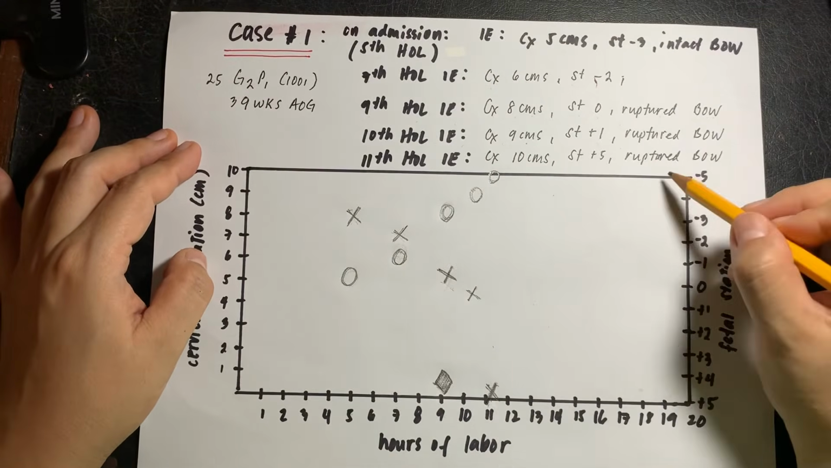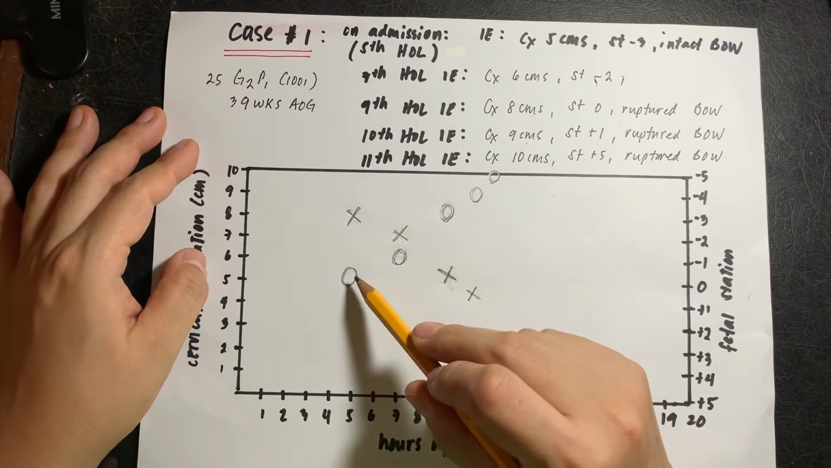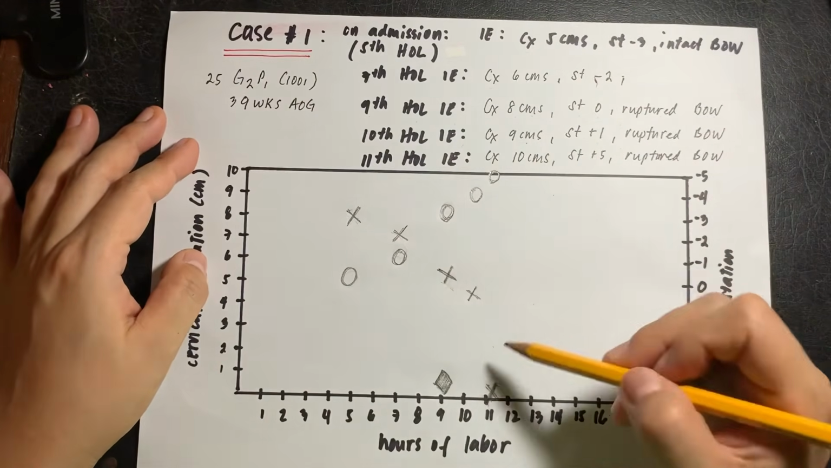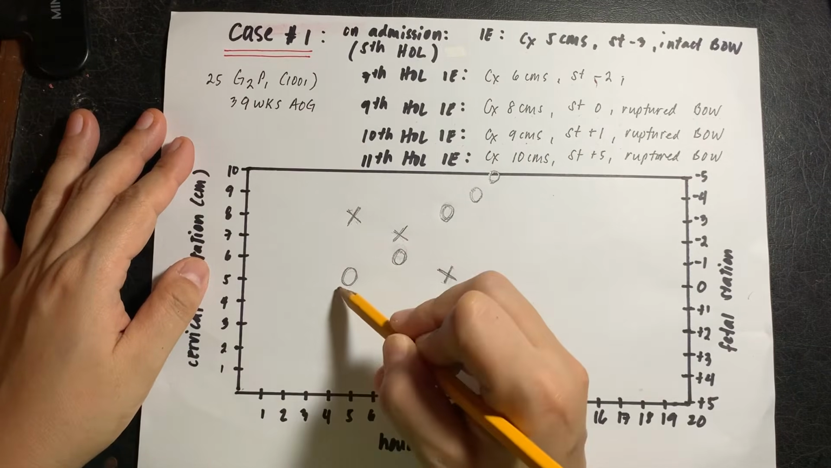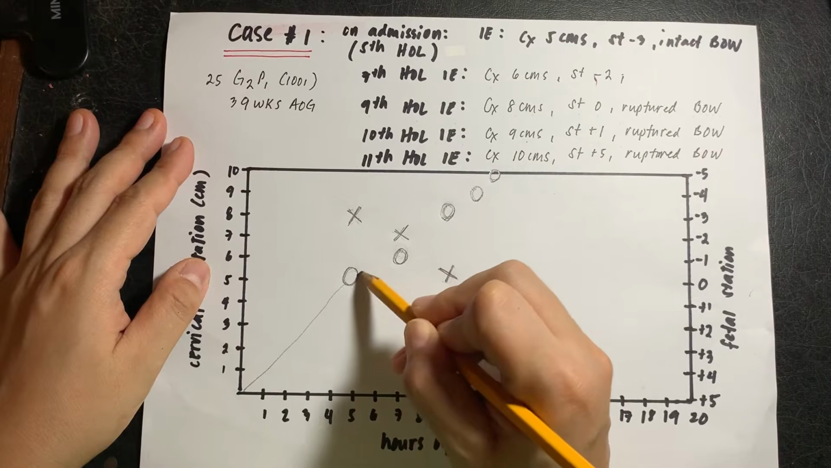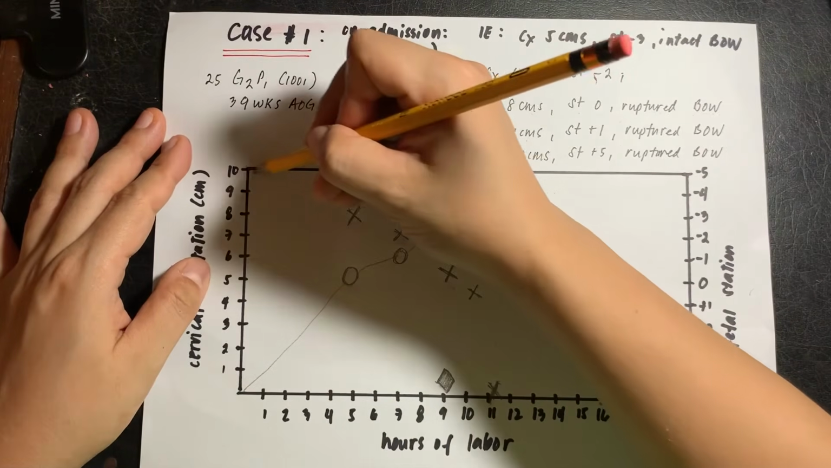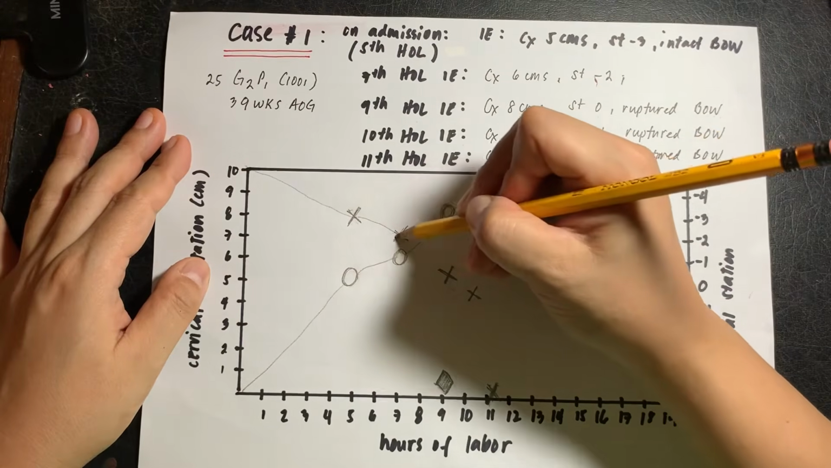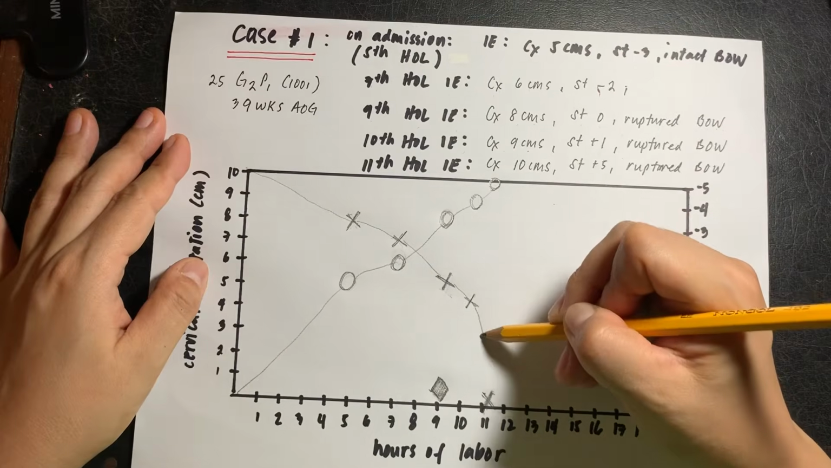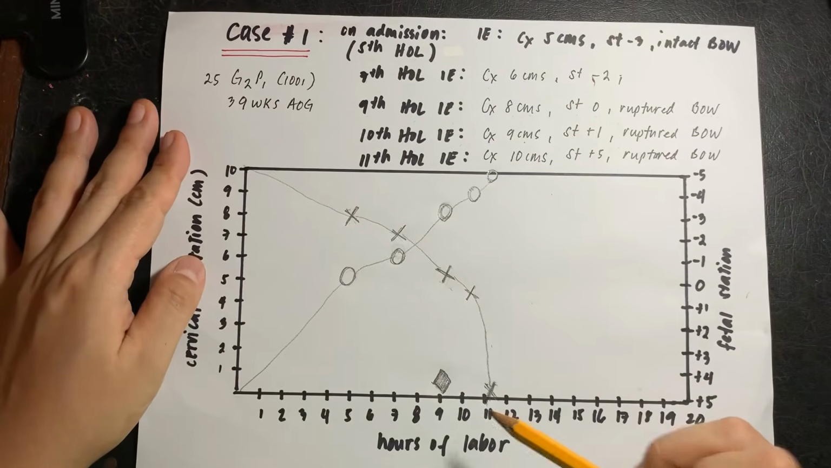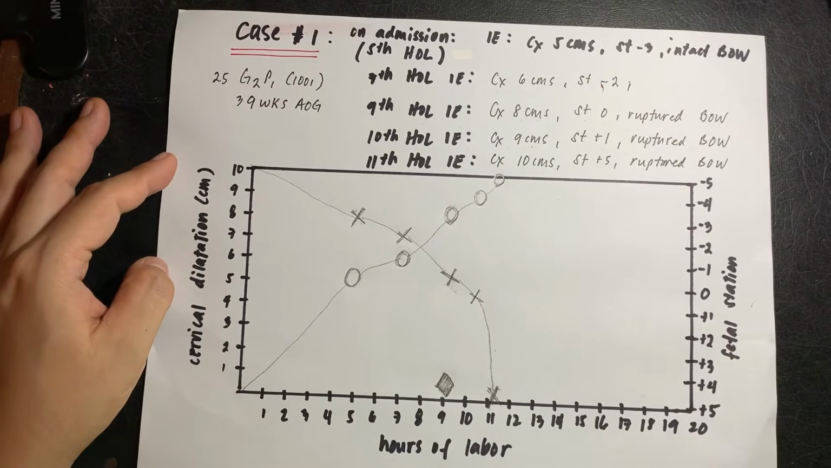Alright. So we just have to connect the dots and connect the X's here. There you go. This is the normal labor curve or the Friedman's curve for our case number 1.